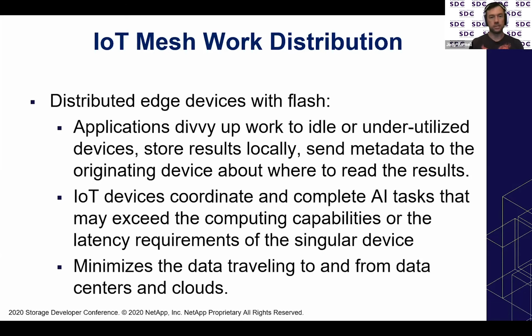So the applications can divvy up the work to idle and underutilized devices, store the results locally, and send only metadata to the other devices, telling those devices, when you're ready, come and read the results from my local memory. So the IoT devices can coordinate and complete AI tasks, and exceed the computing capabilities and the latency requirements of a single device by distributing that work. And we're minimizing the data traveling to and from long distances. So it's not going out to the data centers, not going out to the cloud. It's all just within that grouping of IoT devices.